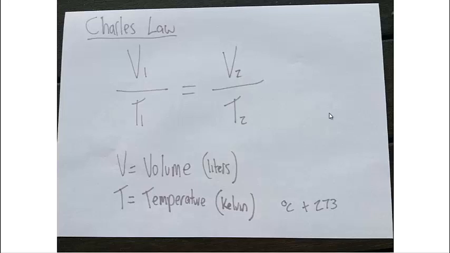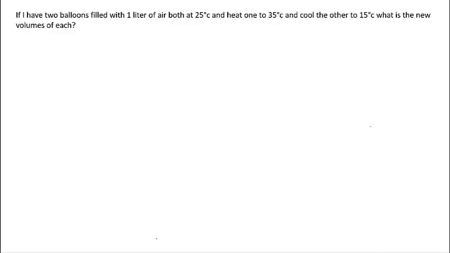Charles's law states the volume in litres of a fixed mass of any gas is directly proportional to the temperature in Kelvin, where only the volume and temperature are allowed to change. Let's put this into an example calculation using Charles's law. If I have two balloons, and we won't worry about the mass and elastic properties of the balloons to maintain our constants, let's say the pressure remains the same.